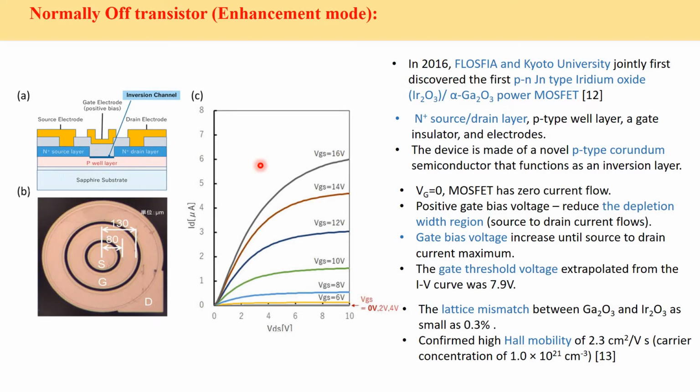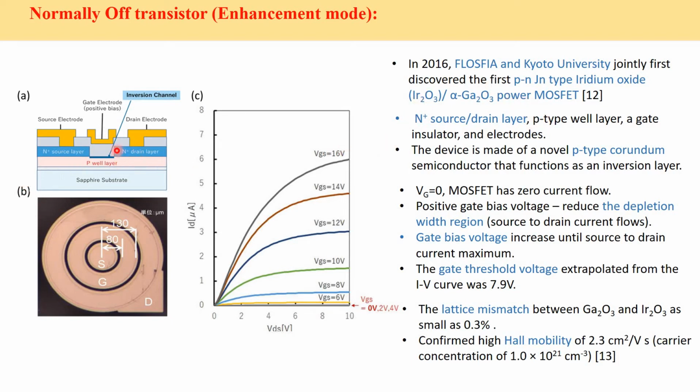MOSFETs section. So there is another achievement, from the same company. In 2016, Polspia and Kyoto University jointly first discovered this PN junction iridium oxide alpha gallium oxide power MOSFET. Already I discussed the PN junction of iridium oxide and alpha gallium oxide. So this is that diode, and this is the MOSFET.